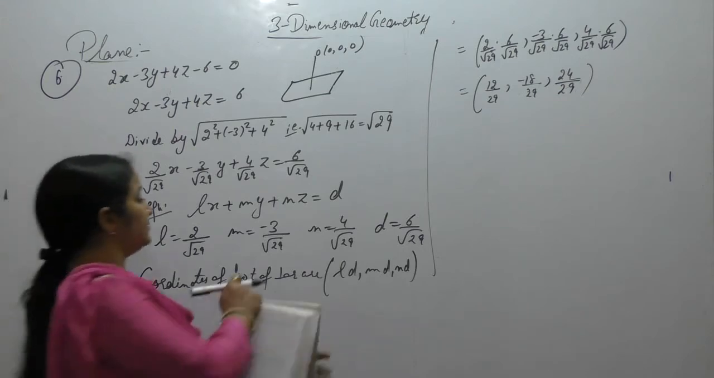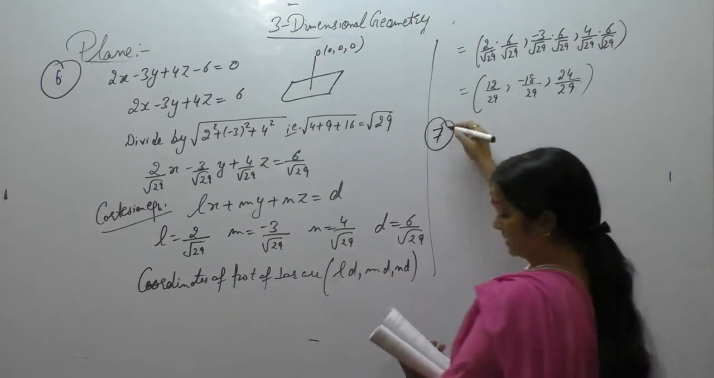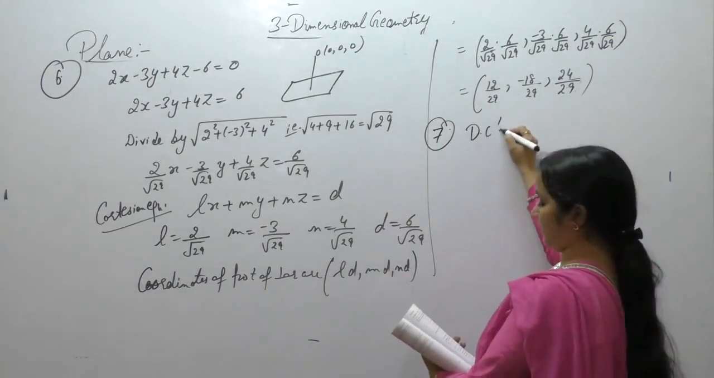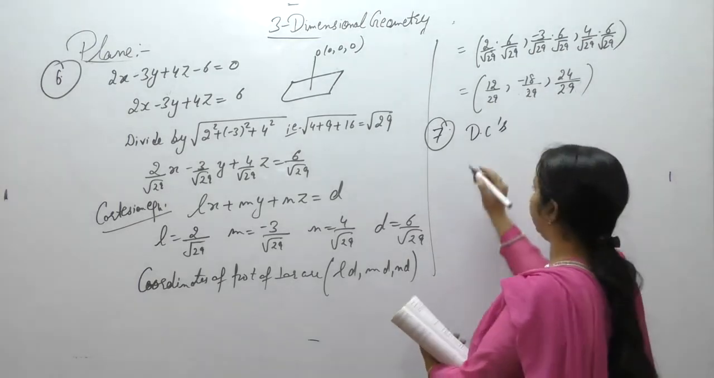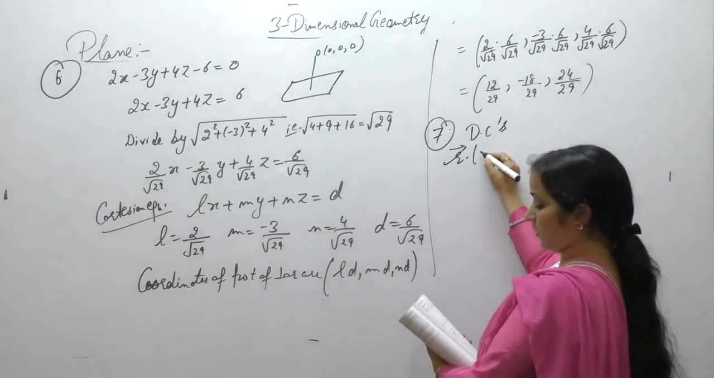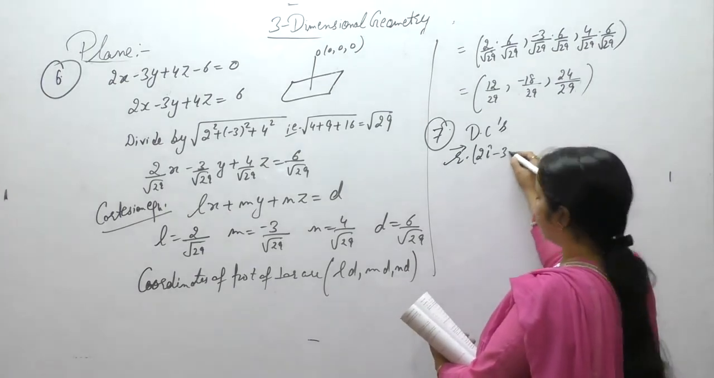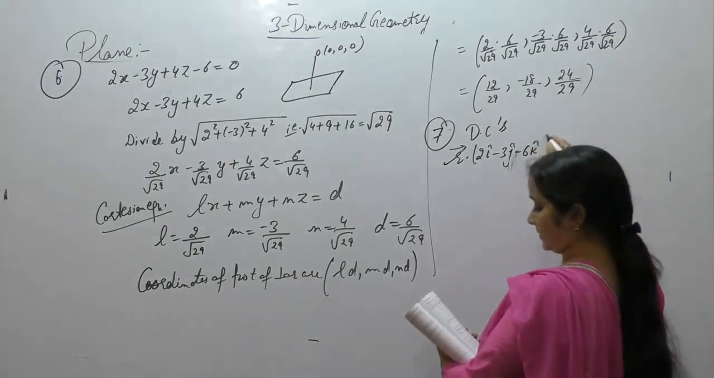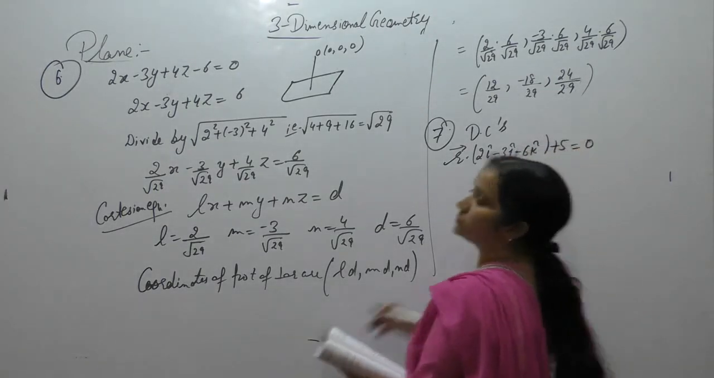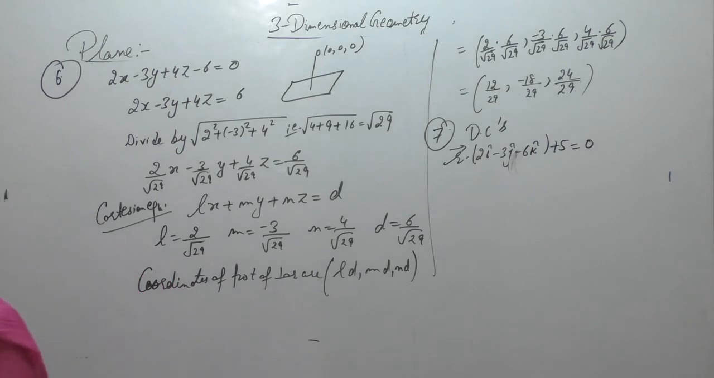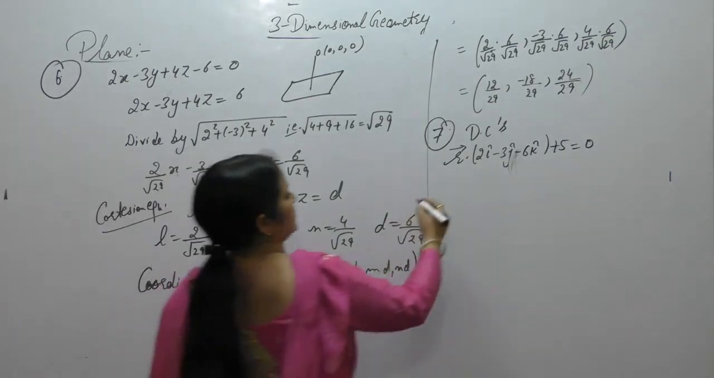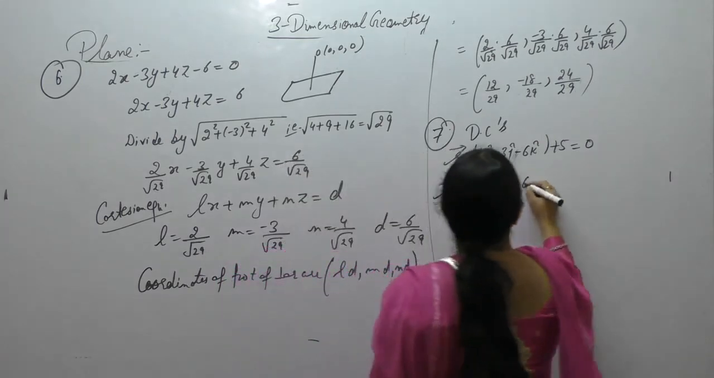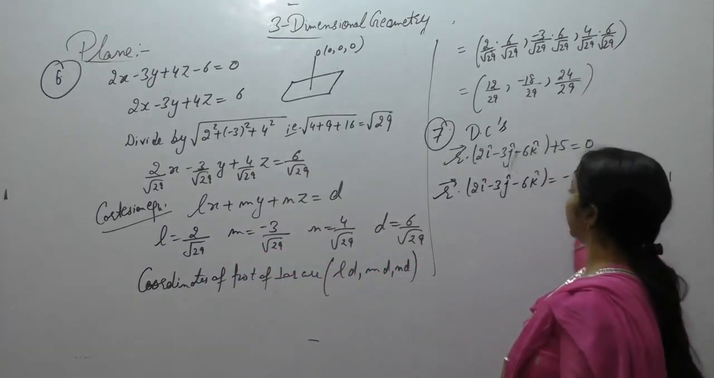Now the next one. Find the direction cosines of perpendicular from origin to the plane R vector dot 2i minus 3j minus 6k plus 5 equals 0. We want to find the direction cosines. We can write this equation as R dot 2i minus 3j minus 6k equals minus 5.